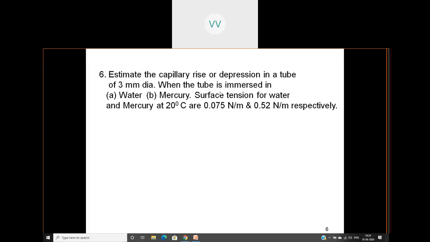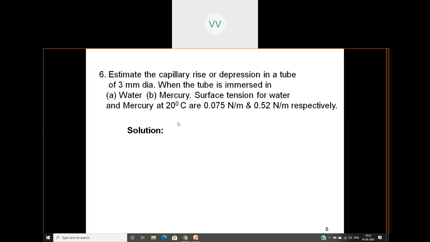The surface tension of water and mercury at 20 degrees centigrade are 0.075 Newton per meter and 0.52 Newton per meter respectively. So students, read the problem once more and let us try to solve it. So write down the solution.